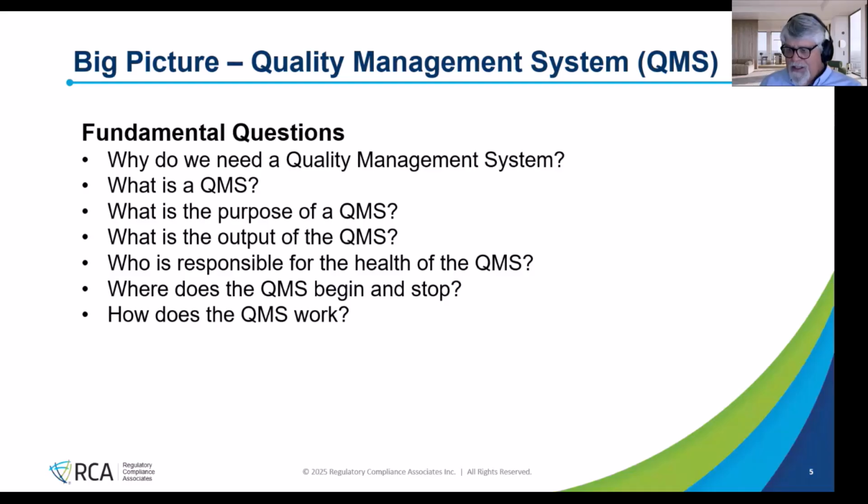So there are some fundamental questions that we should be able to answer or at least ask and have some answers to. Why do we need a quality management system? What is a quality management system? What is the purpose of the quality management system? What's the output of a quality management system? Who's responsible for the health of your quality management system? Where does the quality management system start and where does it stop? And how does it work? So we're going to try to answer some of these questions as we go along, but just think about it. From a person in this world, and I'm answering the first one, why do we need a quality management system?